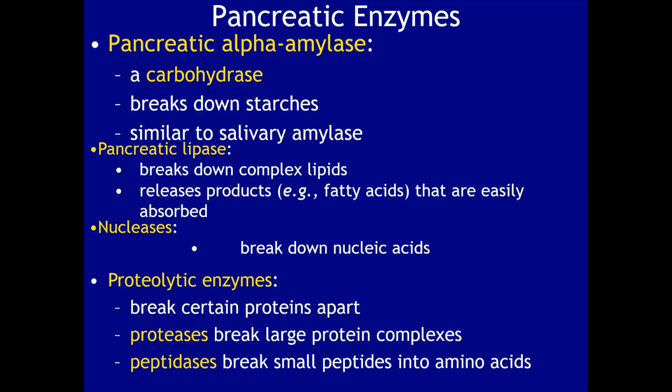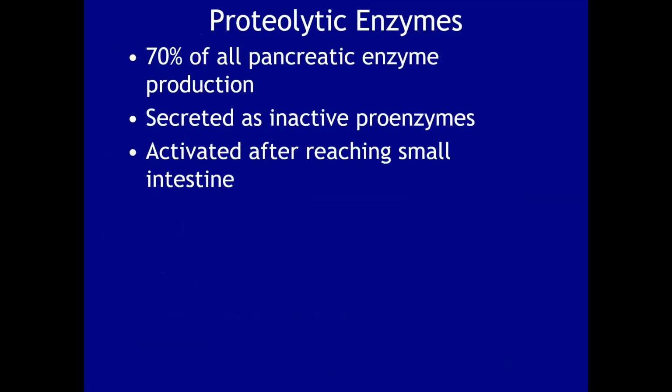So if you look at the proteolytic enzymes, those that break down proteins, we have proteases that break down large complex proteins and peptidases that break down the smaller peptides into amino acids. The proteolytic enzymes make up 70% of everything that is produced in regard to enzymes in your pancreas. They only become activated once they reach the small intestine at the level of the duodenum.